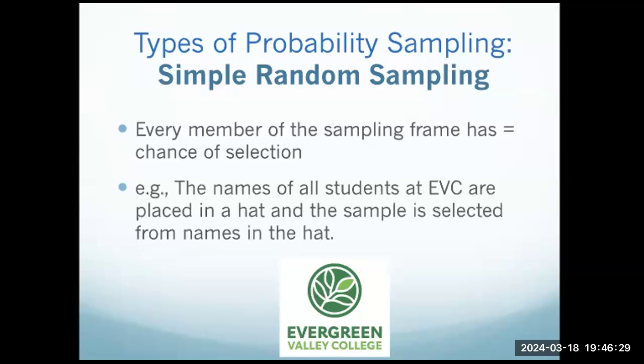So if that was my sampling frame, then the way I could do simple random sampling is I would put all the names of all the students at Evergreen in a hat, and I just pull 200 names out of it. That's simple random sampling. We know how many students there are. So once you know the exact number of the people there, then you would actually be able to derive what the probability is of each student being selected to be part of your study. That's an example of simple random sampling.